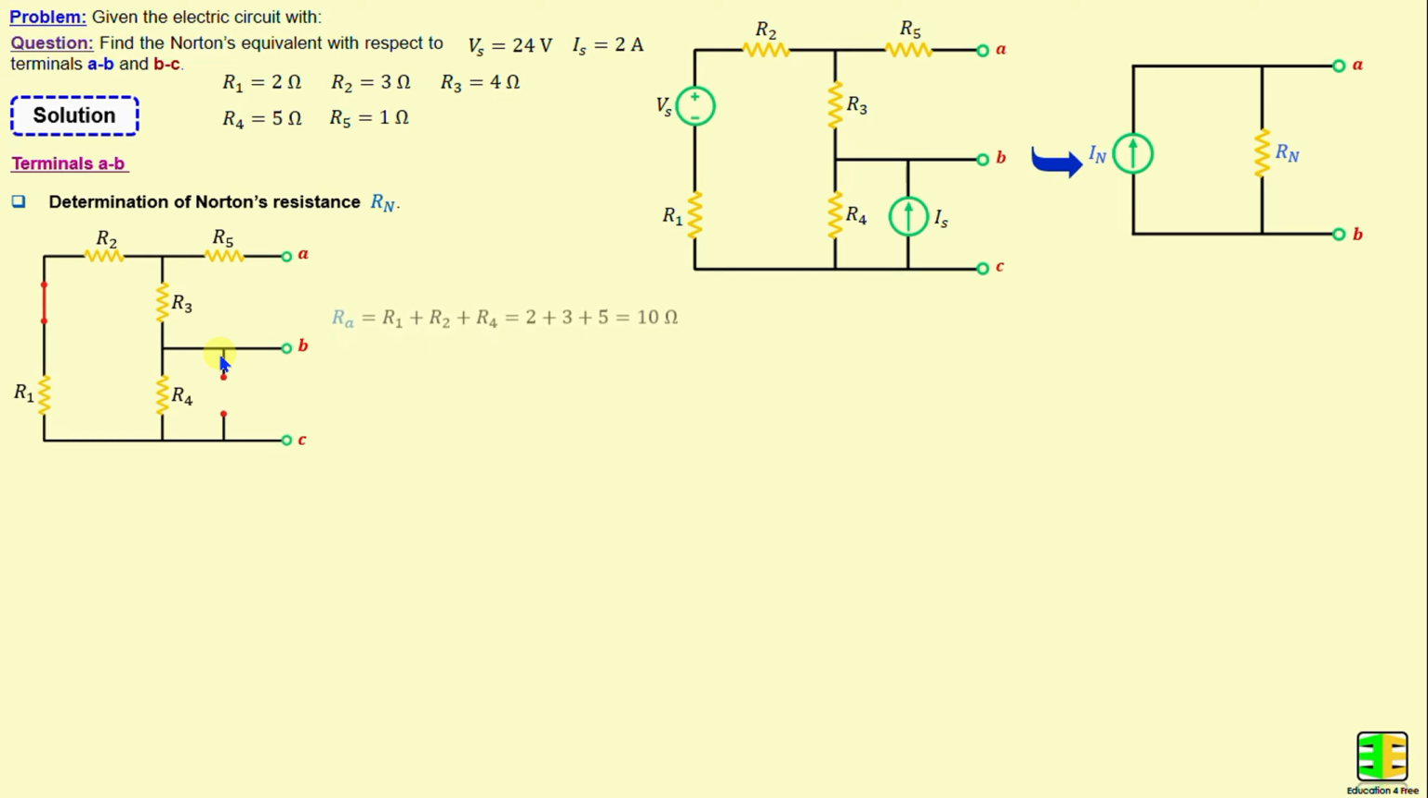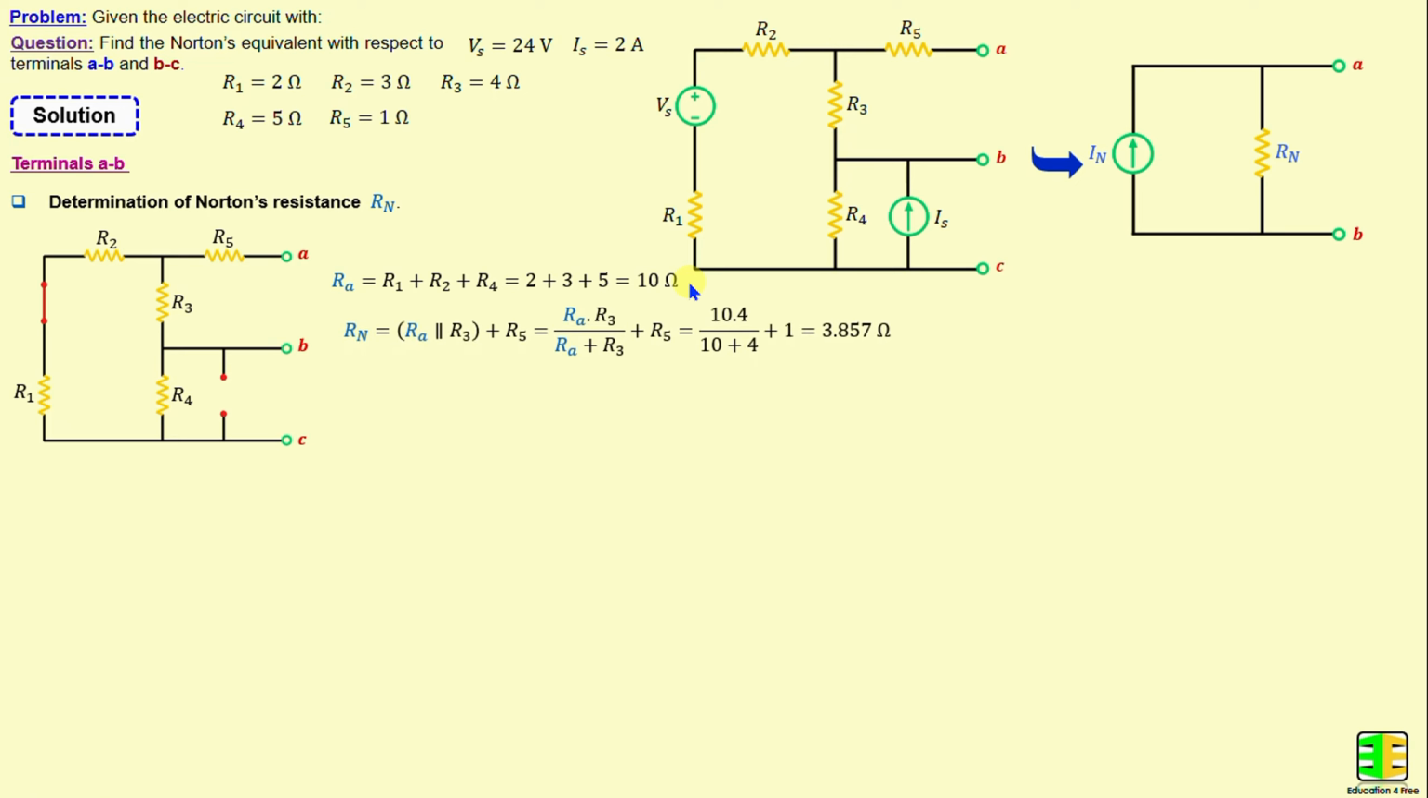But first I will consider Ra is the series combination of R1, R2 and R4. That means Ra is equal to R1 plus R2 plus R4, and if we replace the resistors with their numerical values, we obtain Ra is equal to 10 ohms.